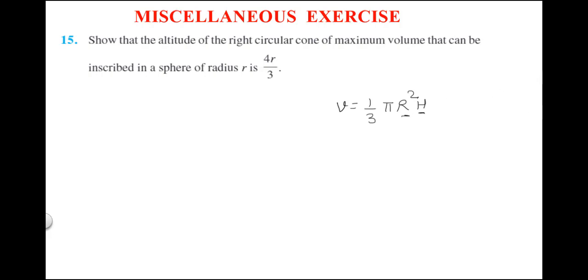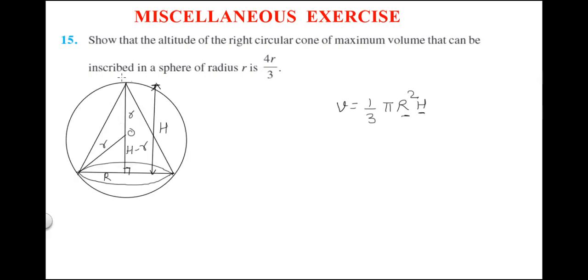So let us just look at this diagram. I have drawn a sphere inside which a cone is there, and the radius of the sphere is small r and the radius of the cone is capital R. The height, the altitude of the cone, is capital H. So if this is r, this is r, I'm talking of this and this. So this will be what? This complete is capital H. This is small r.